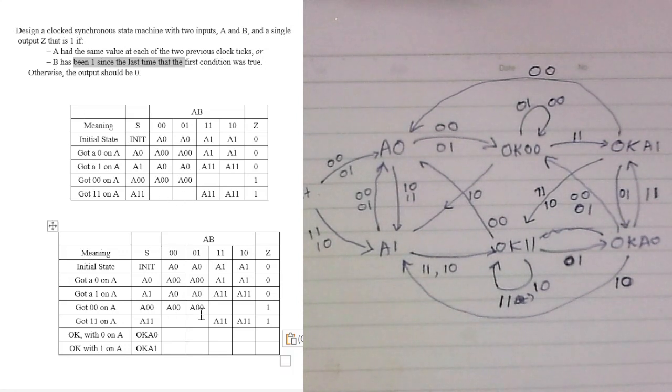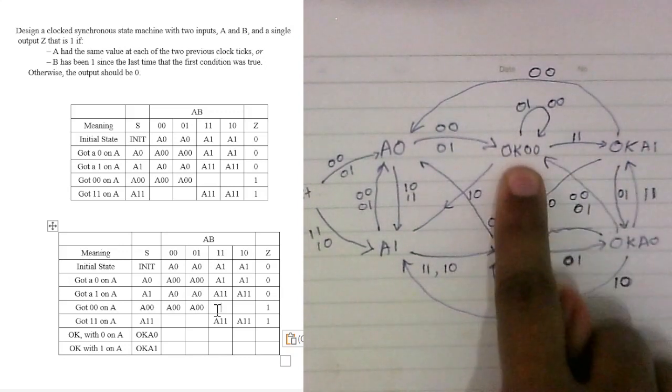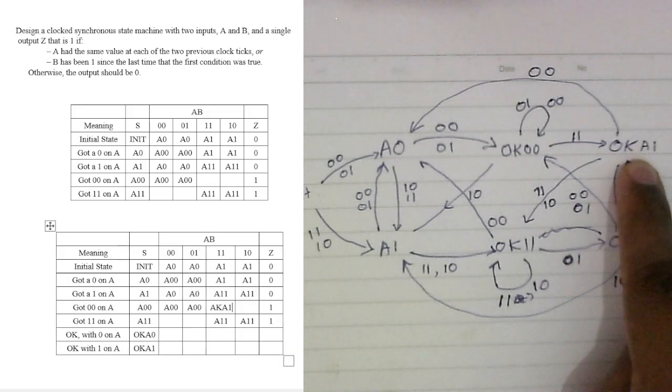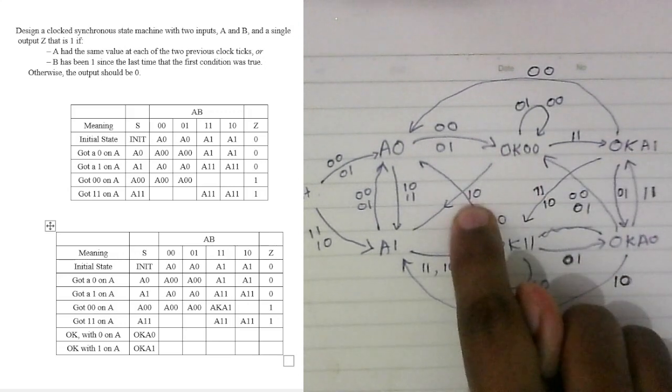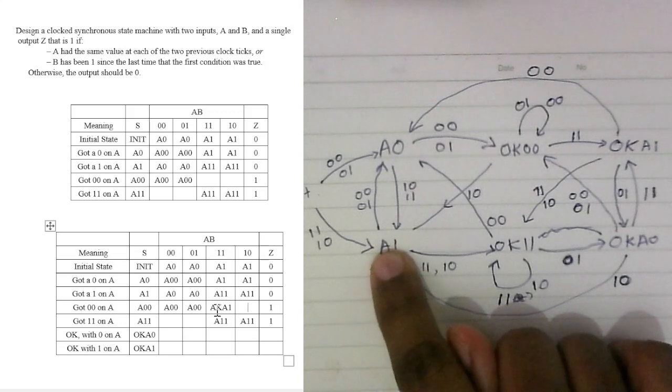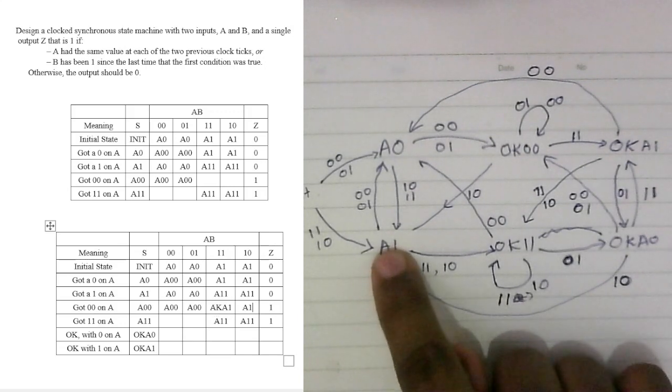so now let's build up this condition here. Now I have two other states, OK A0 and OK A1. So let's fill this up now. Okay. So now I am at A0 and I get my input as 1 1, which means I am at OK 0 0. I get input 1 1, so I am going to a state called OK A1. Okay, OK A1. Now if I get 1 0 or 1 0, I am going back to A1. So my B condition is not met, so I have to reset my circuit, right? So I'm going to A1. So that part is clear.